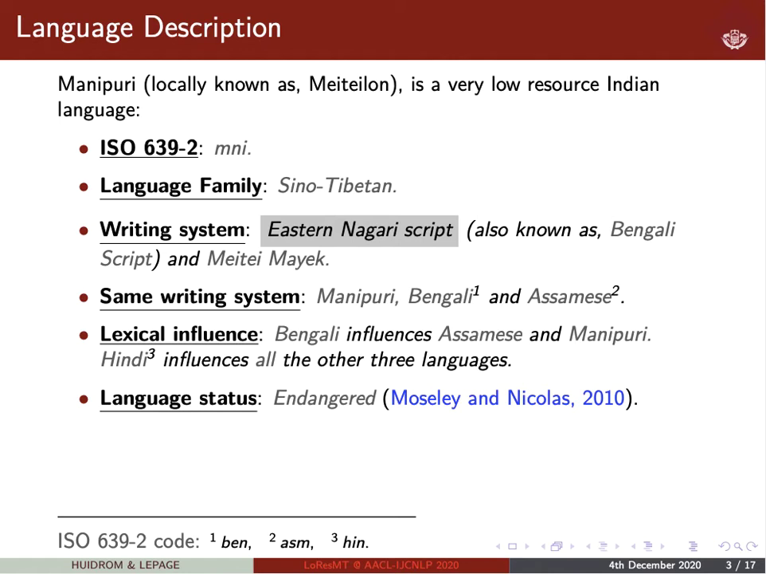Talking about the lexical influence, Bengali influences Assamese and Manipuri, and Hindi influences all the other three languages. So these are the languages that we are considering for our experiments. About the language status, this language is labeled as endangered.